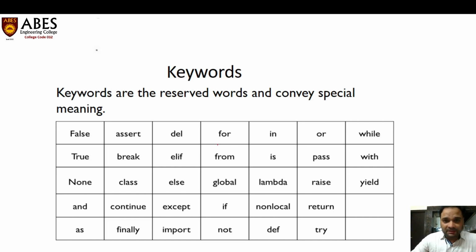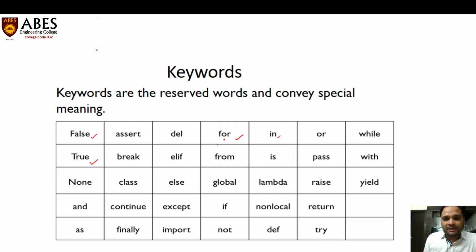What are keywords in Python? Keywords are reserved words that convey a special meaning. These are predefined words, and these words are called keywords, just like False, True, for, in. In total, around 35 keywords are there in Python programming. Whenever we use these keywords inside the Python editor, the Python interpreter understands their meaning and executes accordingly.